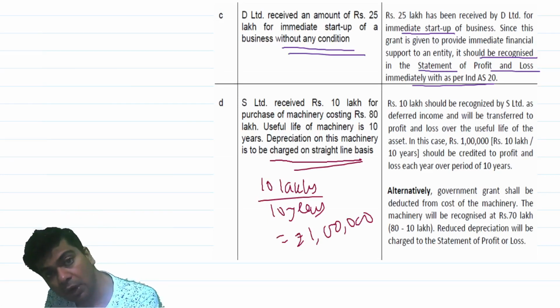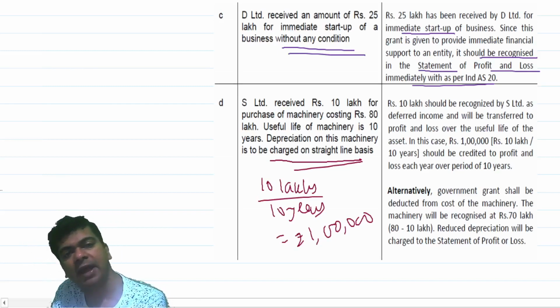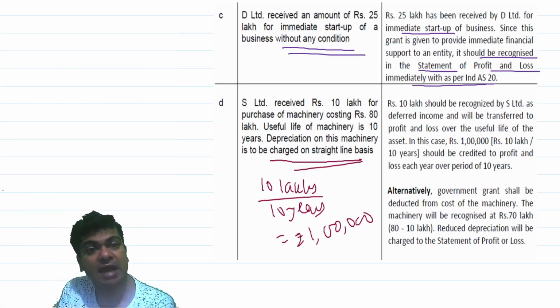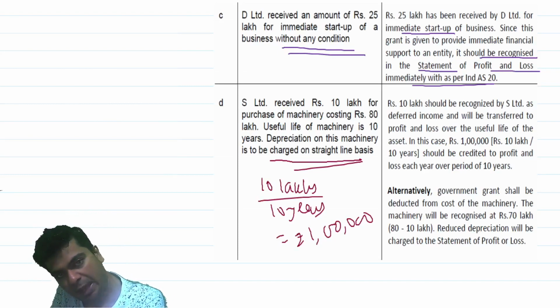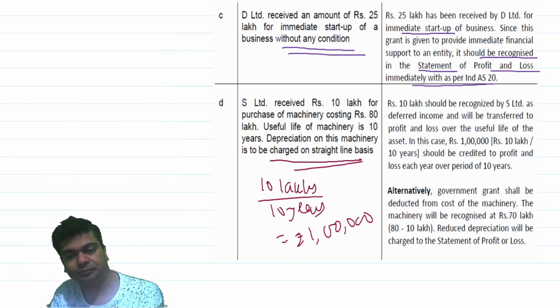Alternative number 2, the government grant will be deducted from the cost of the asset. Machinery is costing 80 lakhs, I received 10 lakhs. I will record in my books machinery at 70 lakhs of rupees. And on 70 lakhs, I will provide for the depreciation.